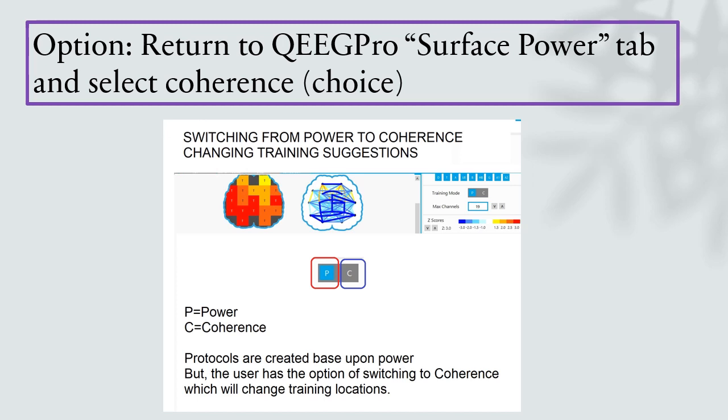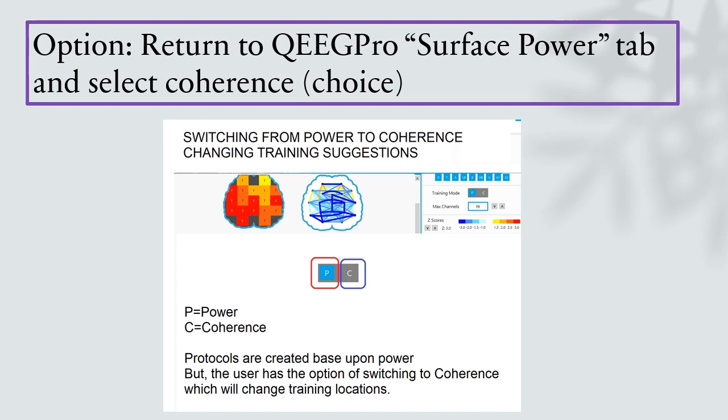For example, we can go back to QEEG Pro Surface Power, and we'll see that P, or power, is blue, and we have the option to click C and make that blue so that our assessment is based on coherence instead of power. Yes, our new protocol suggestions will all be based on coherence now instead of power. And what if we wanted to click different symptoms? Or what if we wanted to uncheck symptoms? We can do that too. We have that option as well.